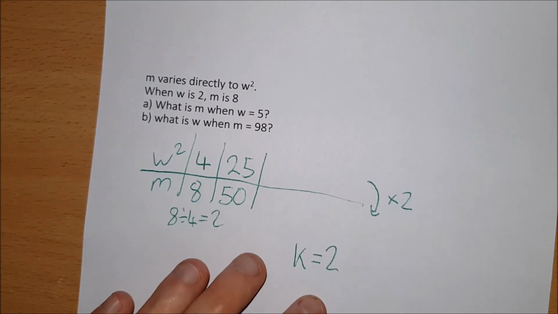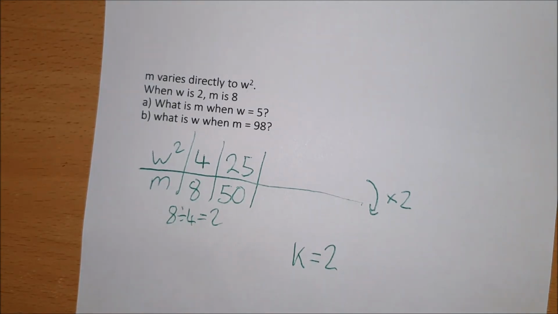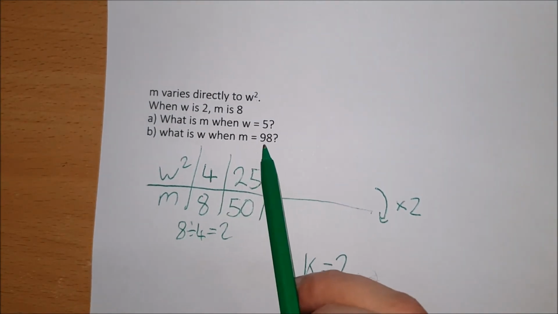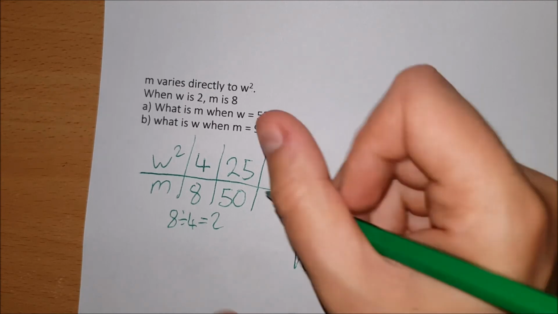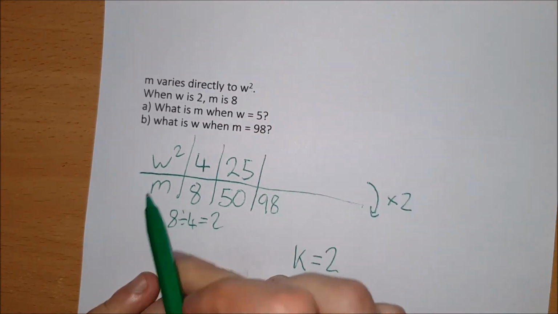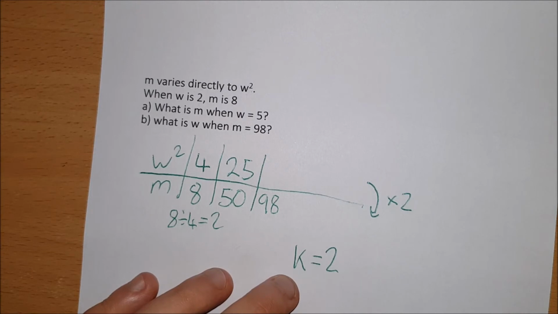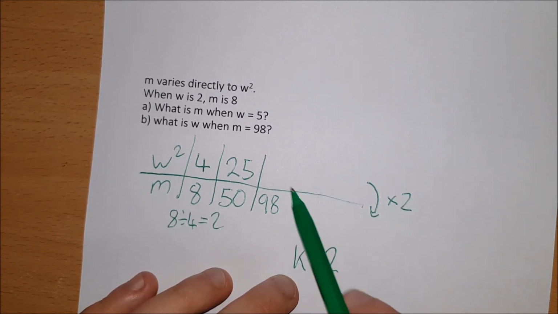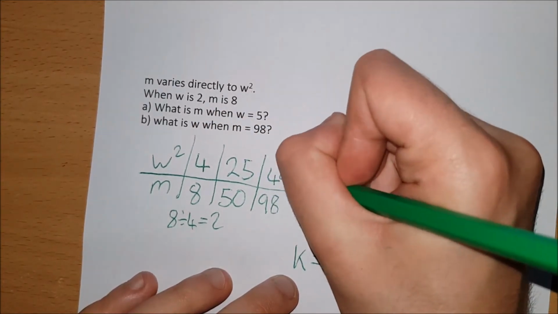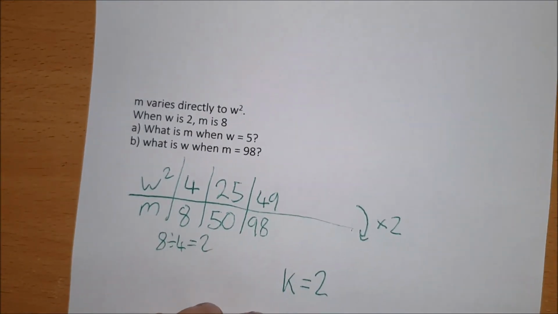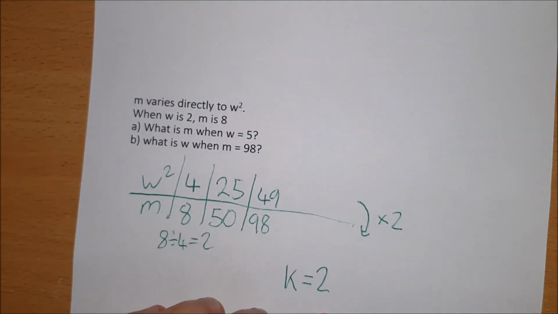So for part B, this is where an extra step comes in, because what is w when m is 98? Well, I can fill 98 straight into my table because that's the value of m. But now, to get from this bottom row to the top row, instead of timesing by 2, I'll divide by 2 because I'm going backwards. 98 divided by 2 is 49. So I've not found the value of w there, I've found the value of w squared.